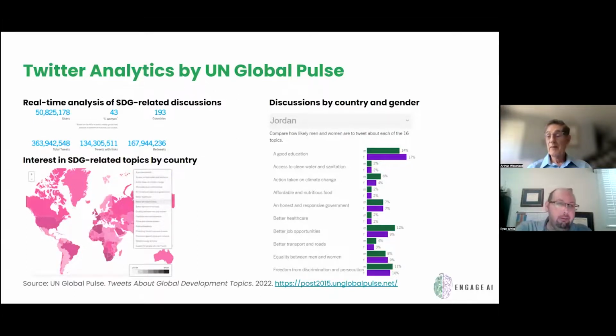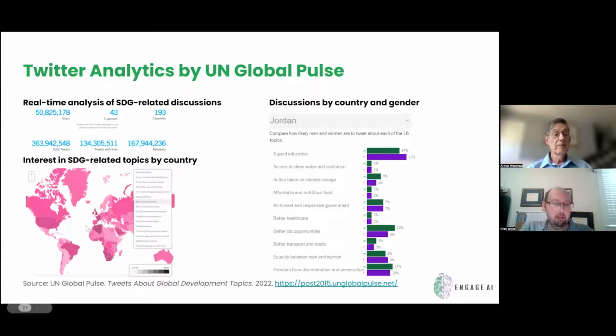And this is automated. So they have tweets from 50 million users. They have some demographic information on them. They estimate that somehow from 193 countries. And what they try to do is, for sustainable development goals, they try to see which ones people are talking about around the world. And if you select a particular SDG, like better job opportunities, you can see a heat map here of who's searching for that.